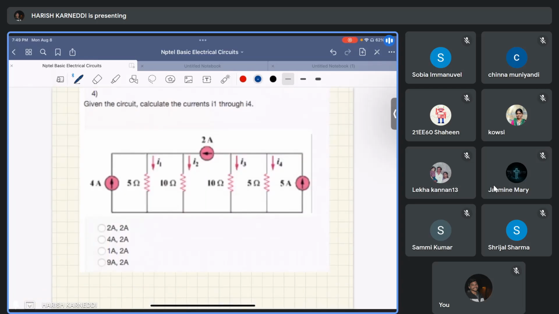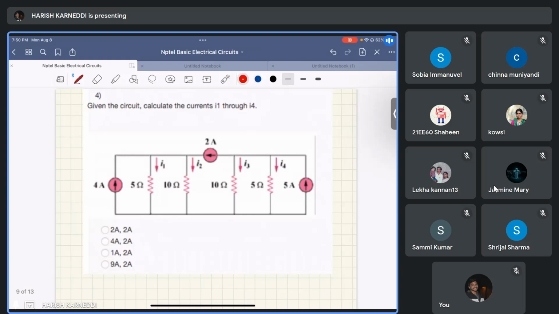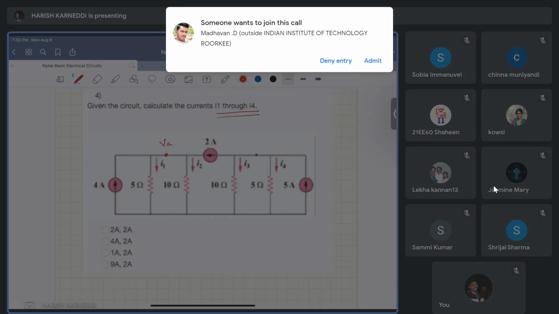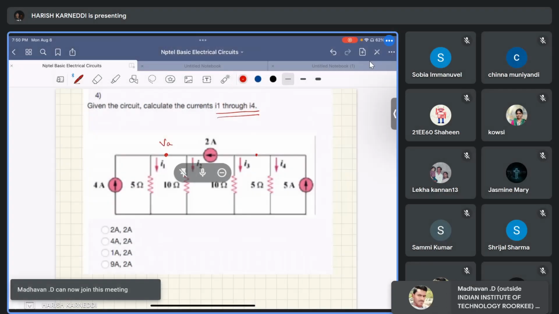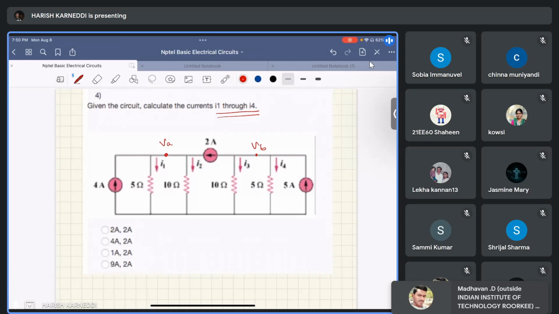This question is: given the circuit, calculate the currents I1 through I4. So we will proceed the same as the previous question. Here we can consider one node, let us suppose VA, and we consider one more node, and this is VB. Okay, this is VA and this is VB.